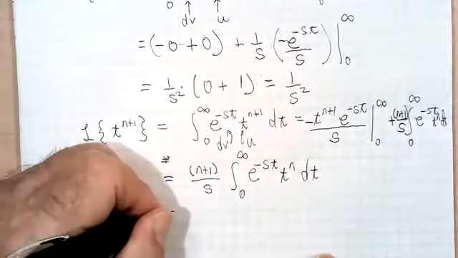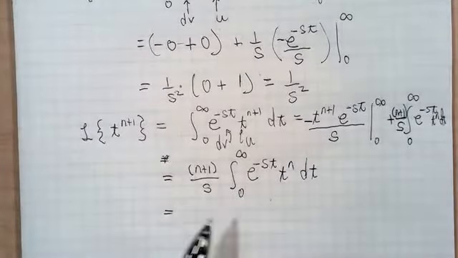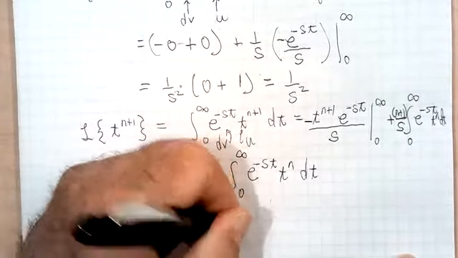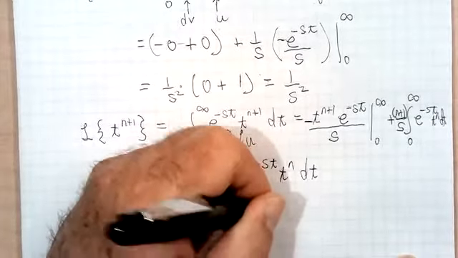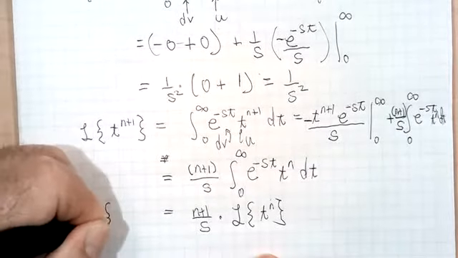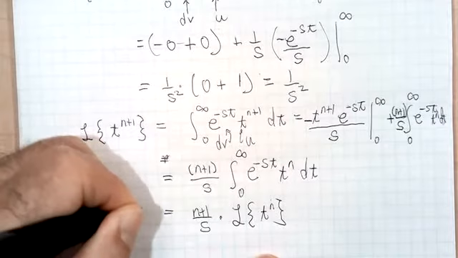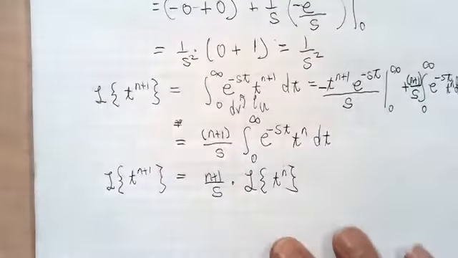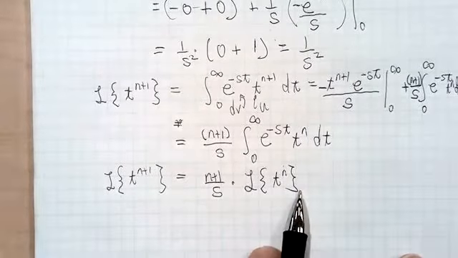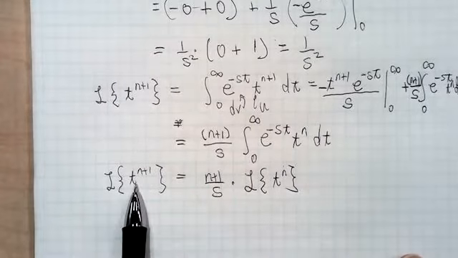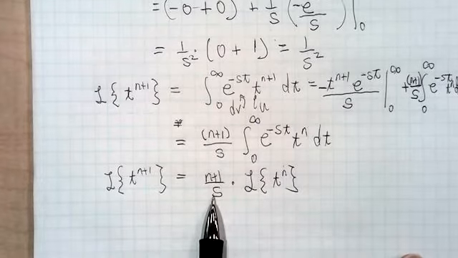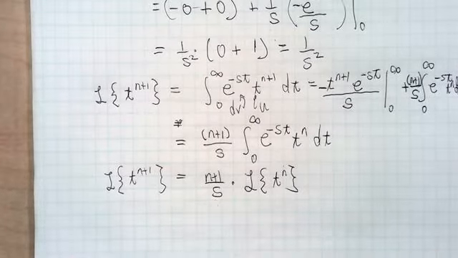But then when you look at that, you say, oh, wait, I recognize that integral. That is the Laplace transform of t to the n. So the Laplace transform of t to the n plus 1 is n plus 1 over s times the Laplace transform of t to the n. So when you go from t to the n to t to the n plus 1, you pick up a factor of n plus 1 in the numerator, and you pick up a factor of s in the denominator.